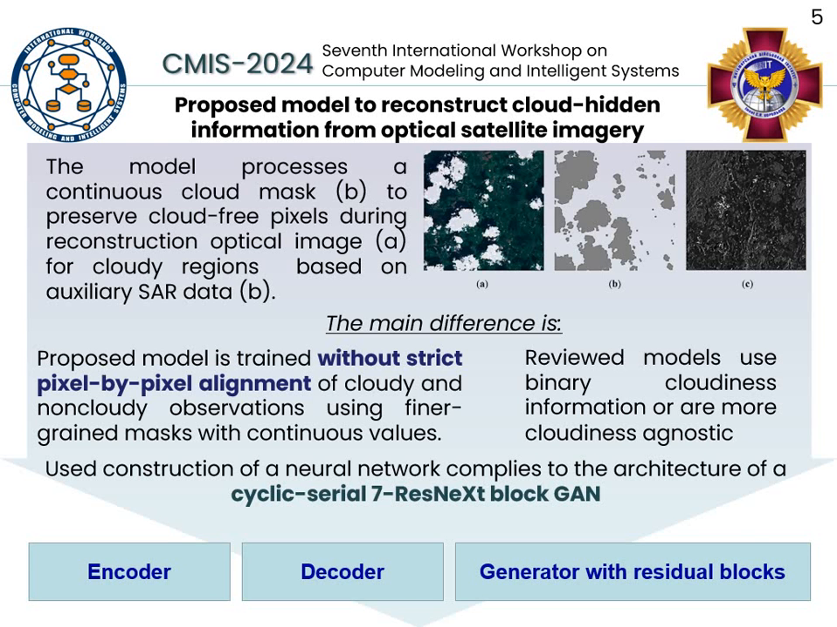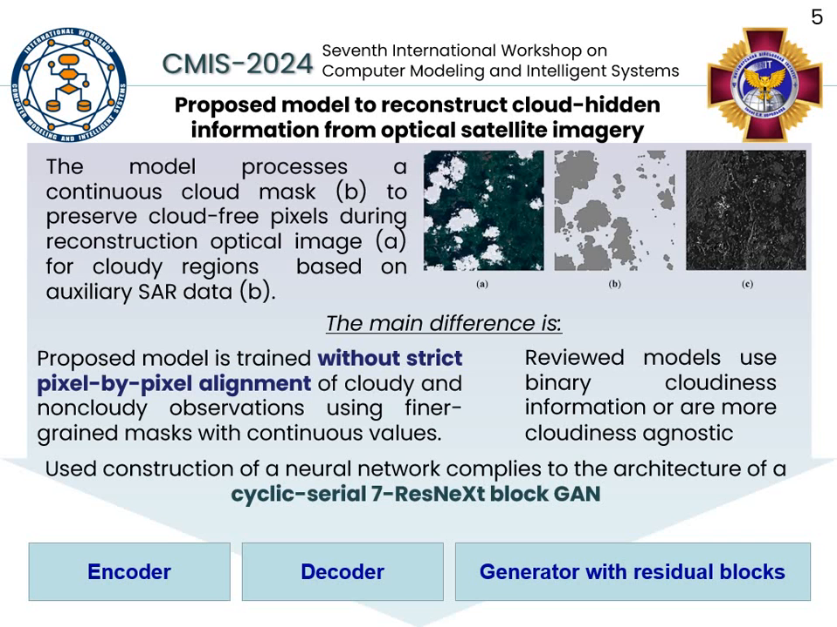The proposed model is trained without strict pixel-by-pixel alignment of cloudy and non-cloudy observations, using fine-grained masks with continuous values, unlike the previously discussed models that use binary cloudiness information or are more cloudiness agnostic.